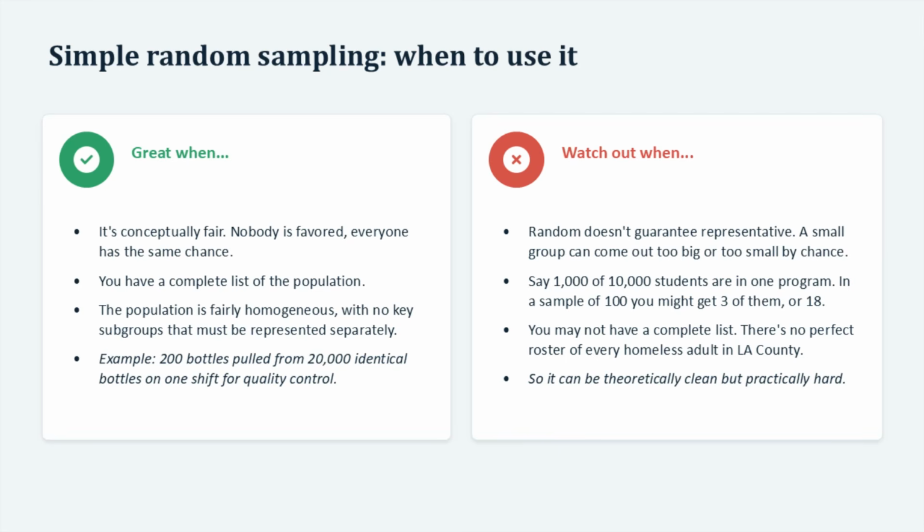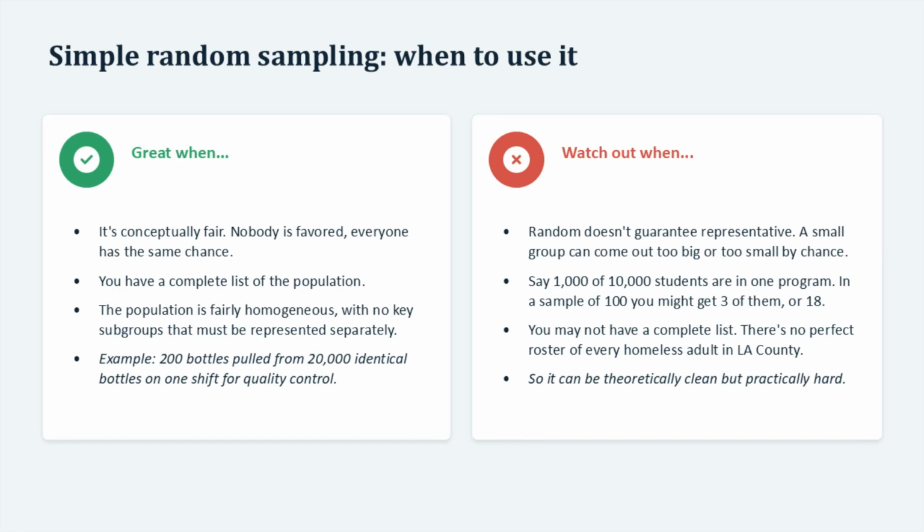Now let's look at the other side, where you have to be a little more careful. The big issue is this. Random does not automatically mean representative. Here's what I mean. Suppose a college has 10,000 students, and 1,000 of them belong to a special program. Now, you randomly choose a sample of 100 students.